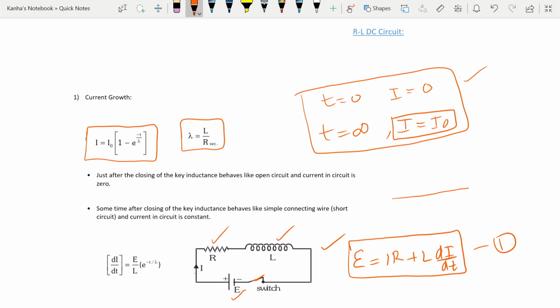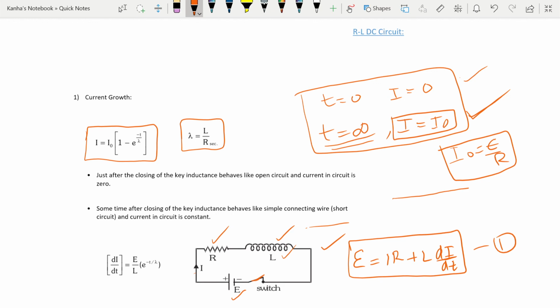So after the time that the inductor is charged up, or basically after a time t is equal to infinity or a very large time, we see that the current in the system becomes constant. This current is nothing but E by R, because I can replace this inductor L by a simple wire.